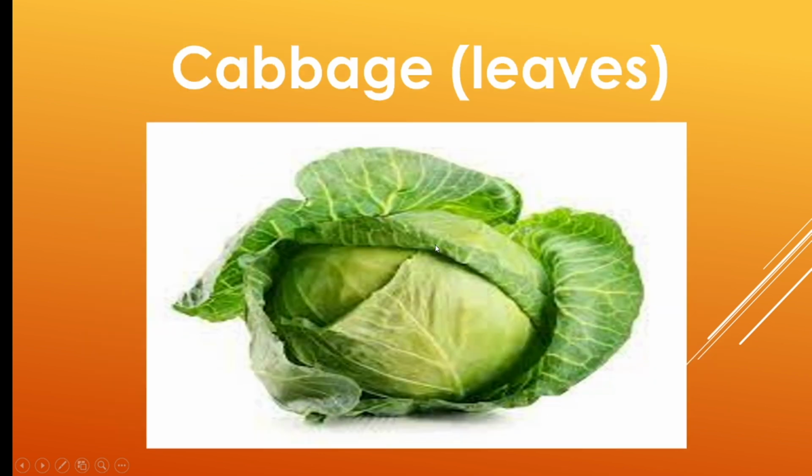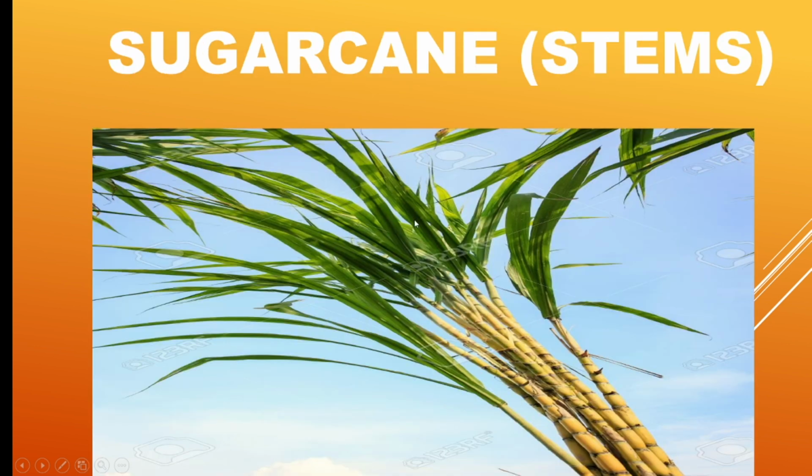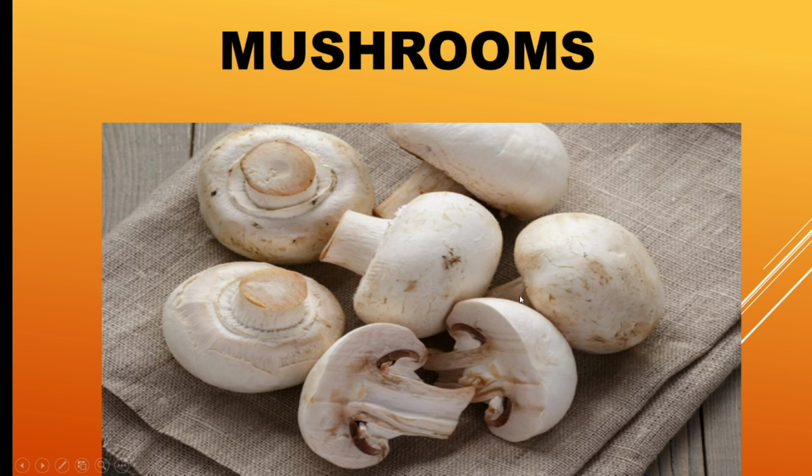Now here in cabbage, it stores the food in the leaf. Now look at this. This is sugar cane. Here in sugar cane, it stores the food in the stems. So far we saw how it stores the food and where it stores.